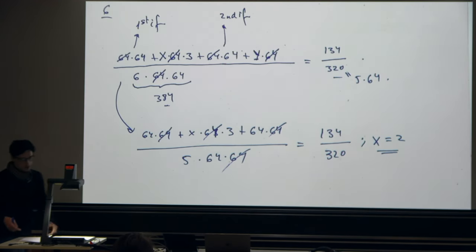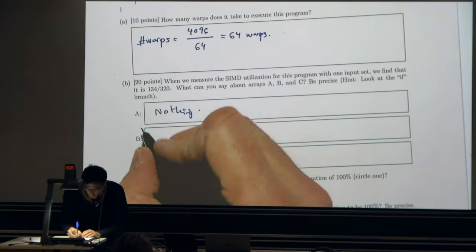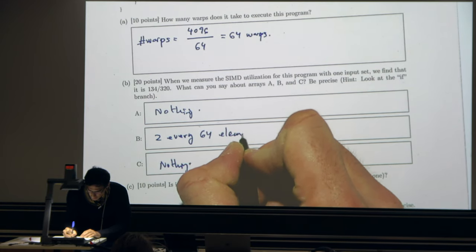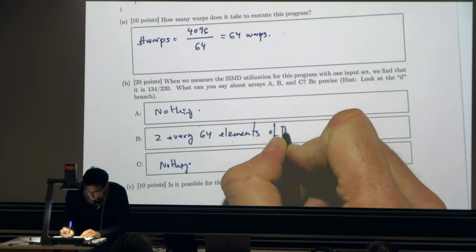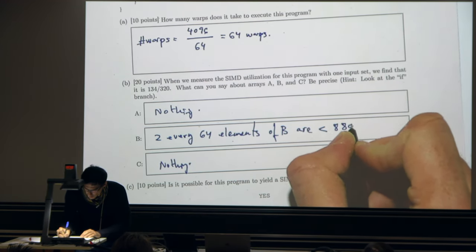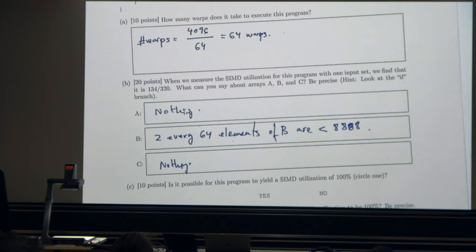Okay? So, the right answer here is that 2 every 64 elements of B are less than that. Does it make sense? You can check it yourself. There is no other possible answer in this particular question.